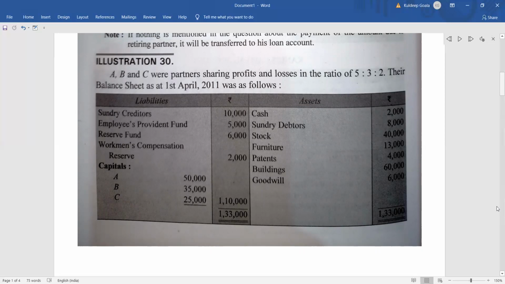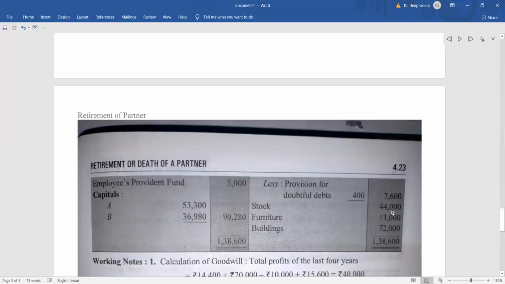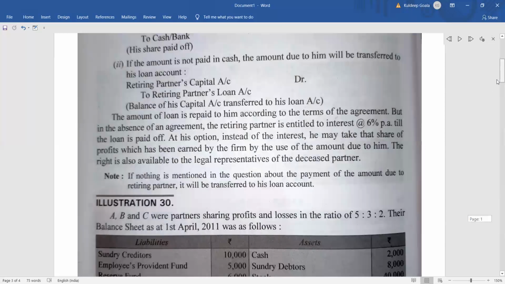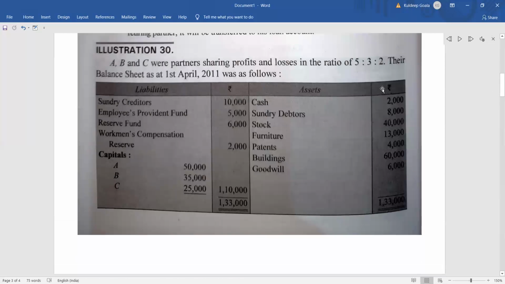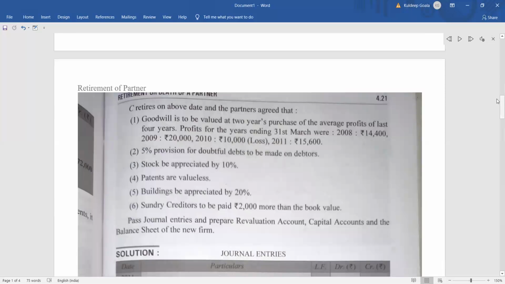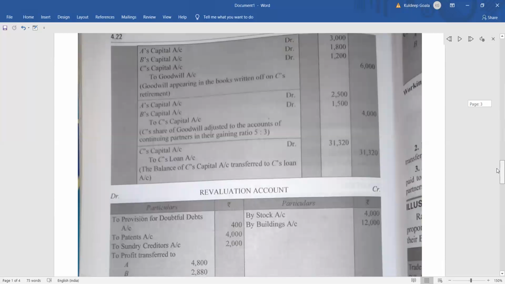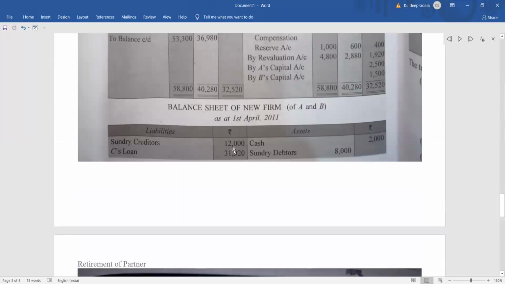So you can see once again in the balance sheet: stock 44,000, fine. Furniture, no change, and building is 72,000. No patent is there because it is written off already, and goodwill is also not there because that is also written off. Now moving to the balance sheet liability side, sundry creditors were 10,000, and since there was an increase in creditors of 2,000, it will now become 12,000, because 10,000 plus 2,000 makes 12,000. Clear?